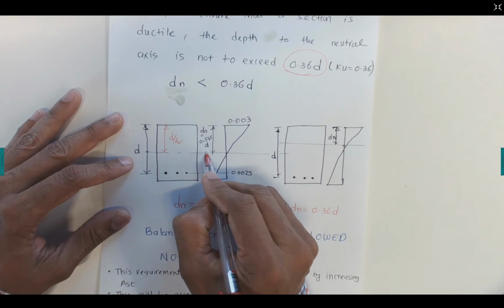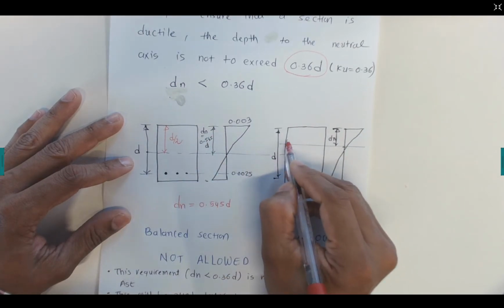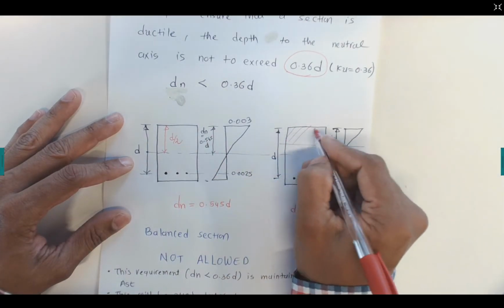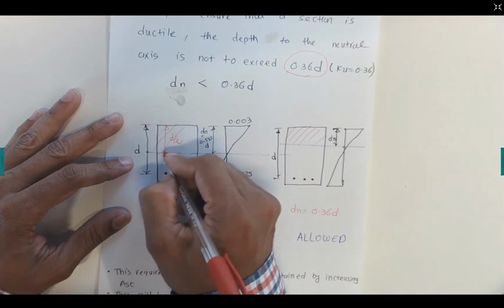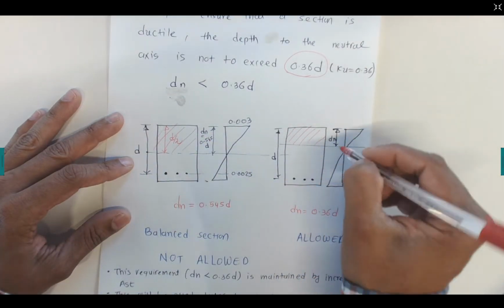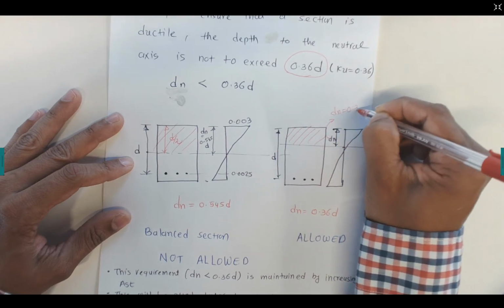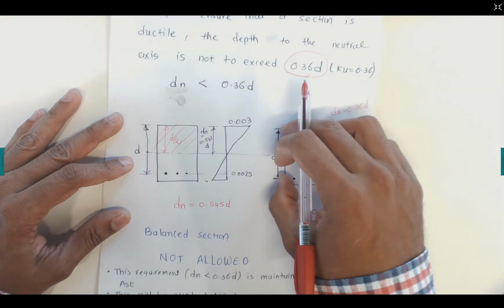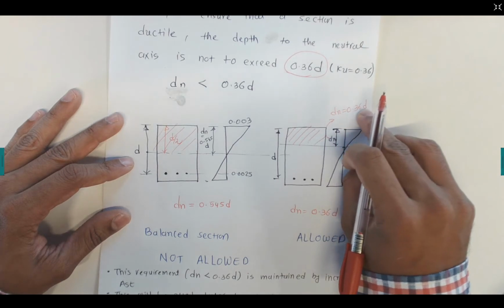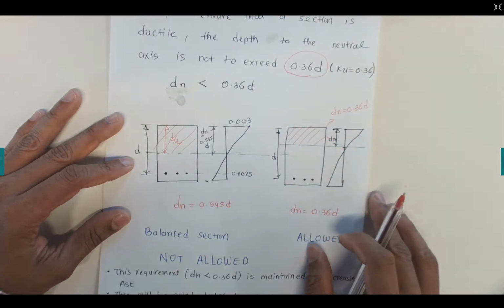What we need is to shift this neutral axis, so that we get the concrete only in this portion, not this whole portion. So how much dn do we need? dn generally allowed is 0.36, so whatever the depth is, times by 0.36, that's the depth of the neutral axis.